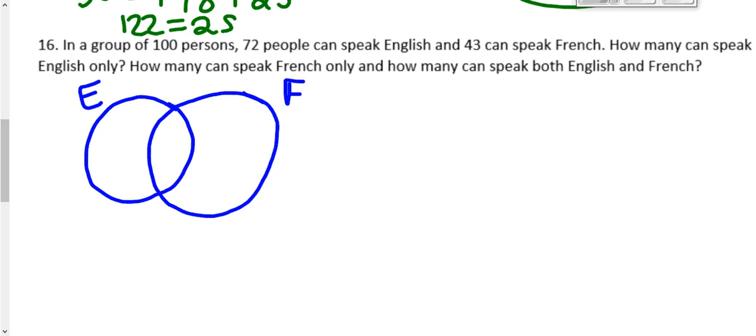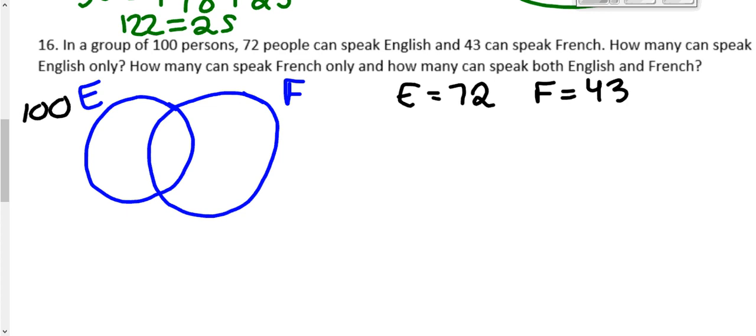And all they told us was that we had a group, a total of 100, and we know that English speakers total to 72 and French speakers total to 43. This question actually has 3 parts.